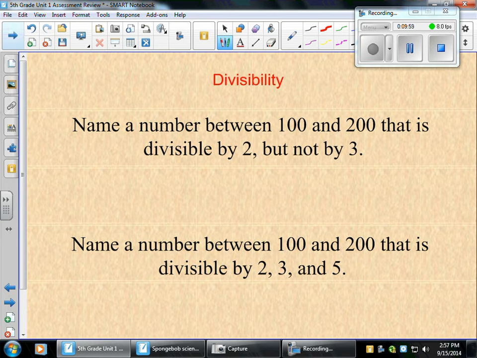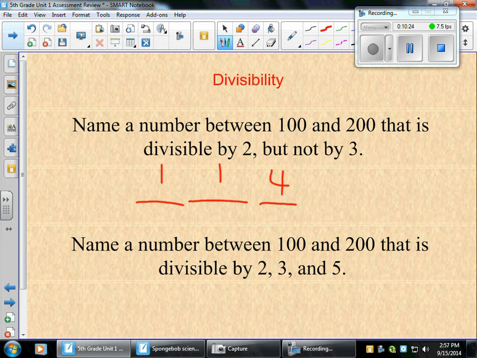Name a number between 100 and 200 that is divisible by 2, but not by 3. So I need a 3-digit number. In between, so it starts with a 1. It's divisible by 2, so it has to be even, but not by 3. So I'm going to go ahead and put a 4 here. I'll pick an even number to end with, but it can't be divisible by 3. So if I were to put a 1 here, kids, that would be 1 plus 1 plus 4 equals 6.